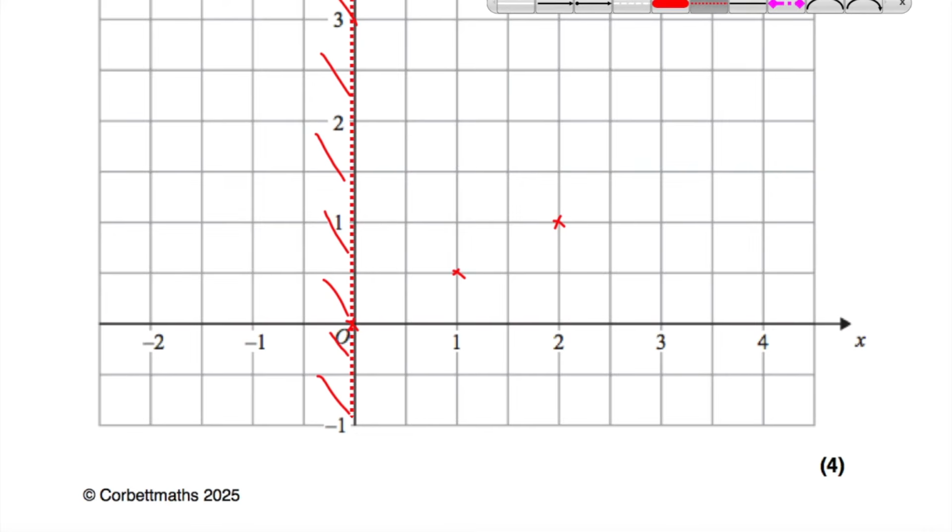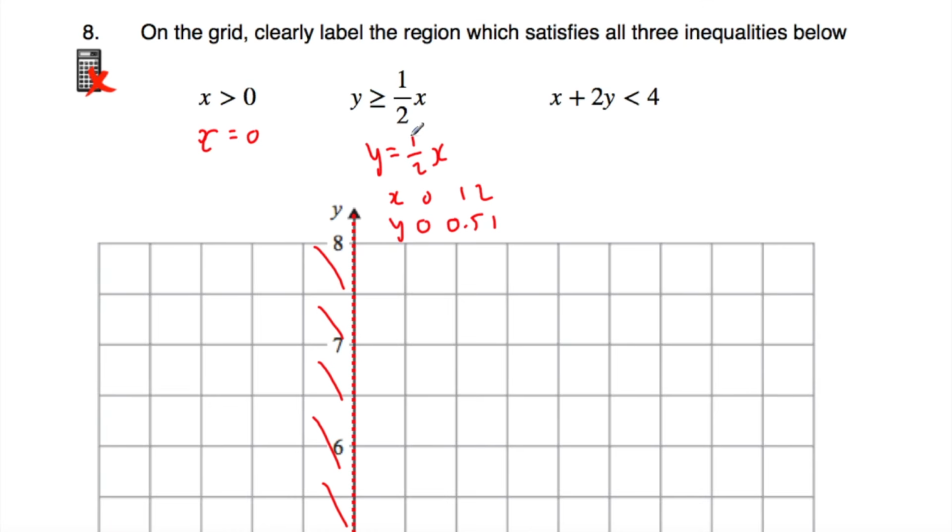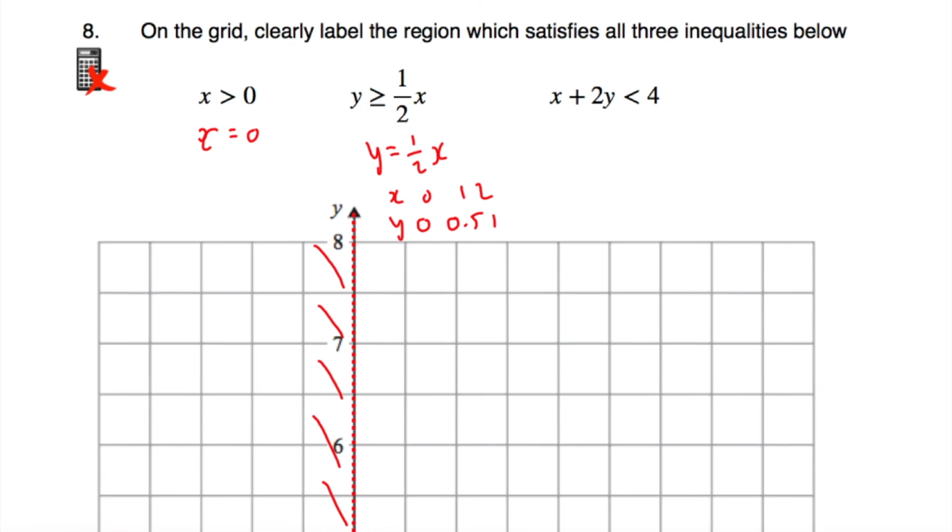And then because it was bigger than or equal to, we're going to get our ruler and pencil and draw a nice line through those points. So we've drawn the line of y equals a half x. Now we want to find what region to accept and which one to reject.